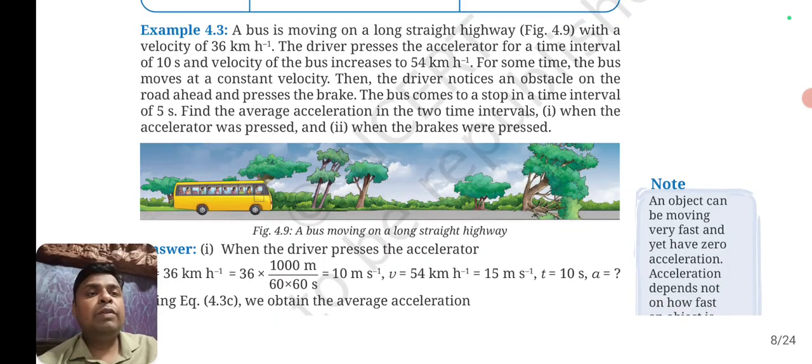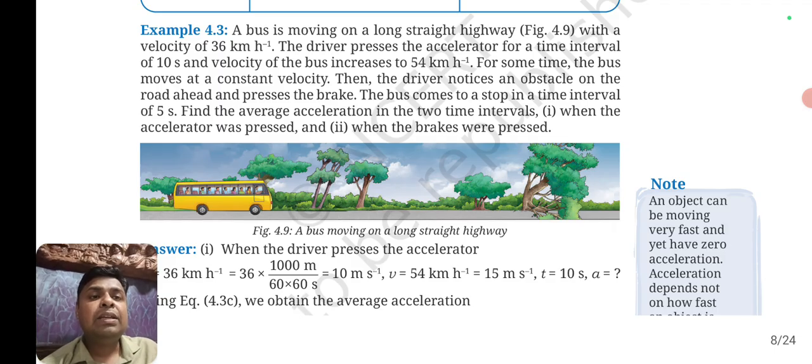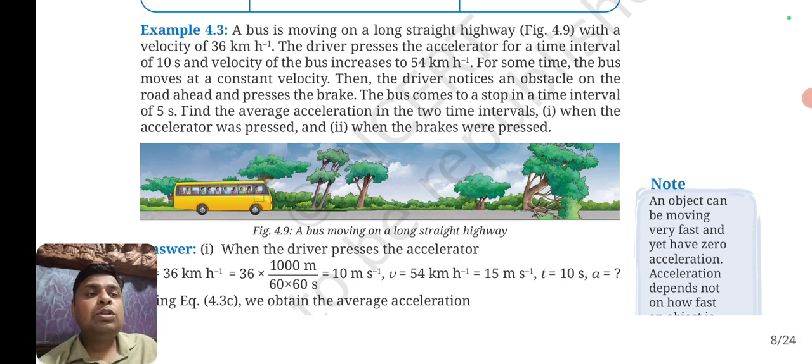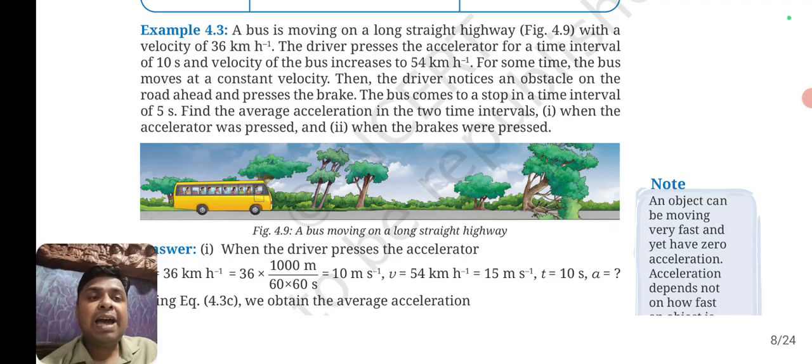A bus is moving along a straight highway with velocity 36 km per hour. The driver presses the accelerator for a time interval of 10 seconds and then the speed increases to 54 km per hour. For some time the bus moves at constant velocity. Then the driver notices an obstacle and presses the brake. Now the bus comes to a stop in a time interval of 5 seconds.